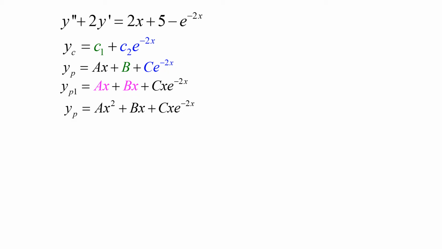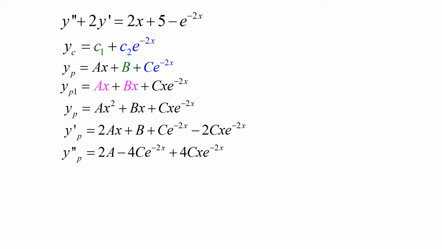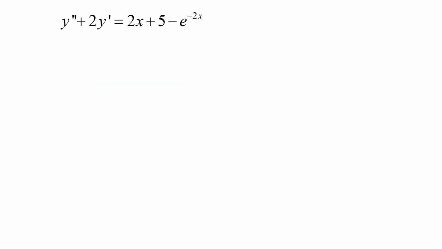Again, we'll take our derivatives. So yp prime will be 2ax plus b plus c e to the -2x minus 2cx e to the -2x. Remember, we have to use the product rule on that last term. And then yp double prime will be 2a minus 4c e to the -2x plus 4cx e to the -2x. We'll take those derivatives and we'll plug them into our differential equation.